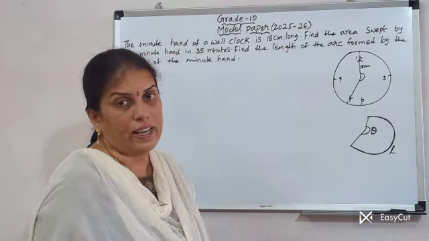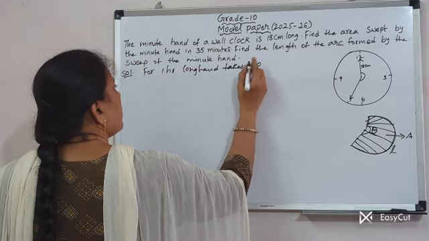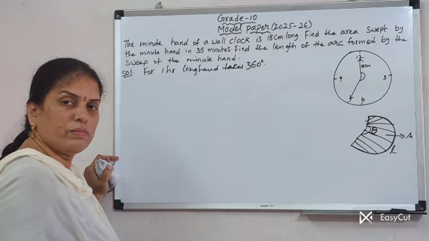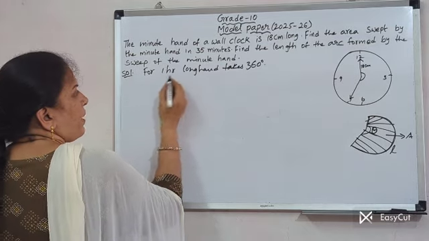Okay. For 1 hour, the long hand takes 360 degrees. Okay. 1 hour is equal to 60 minutes. So, for 1 minute, the angle formed.